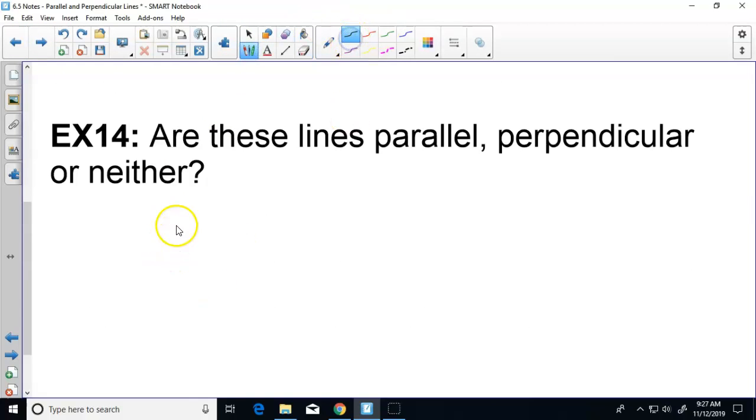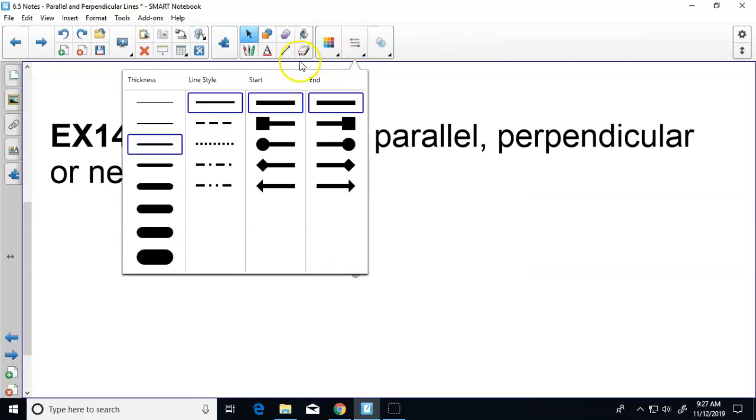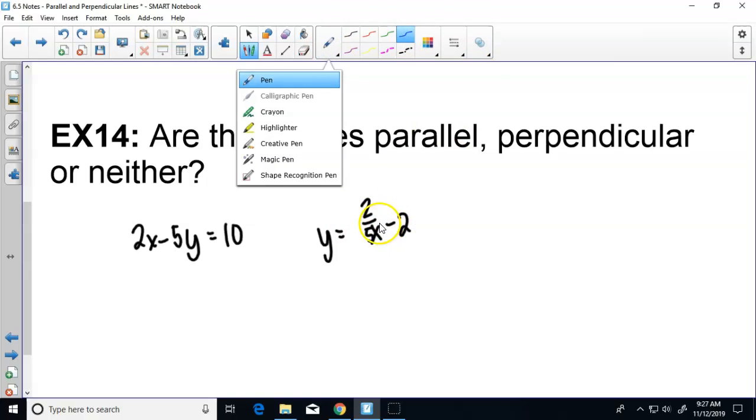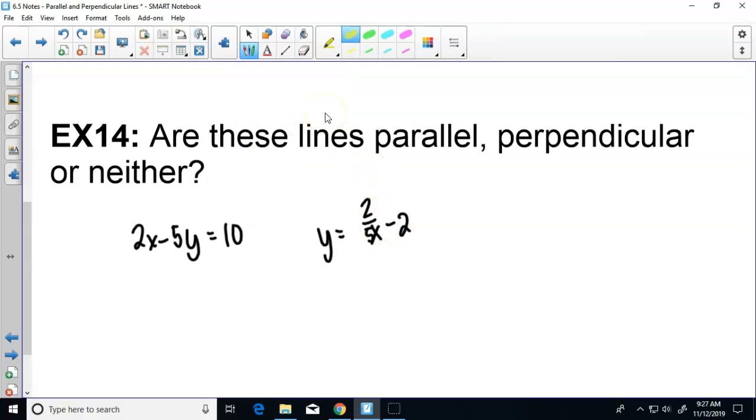Okay, so 14 has 2x minus 5y equals 10, and I'm going to write this one here. y equals 2 fifths x minus 2. I don't know why all those went away. All right, so the second one we can already find the slope of. So, Olivia, what's the slope of that second line? The y equals 2 fifths x minus 2. 2 over 5, perfect. So we've got 2 over 5 for that slope.